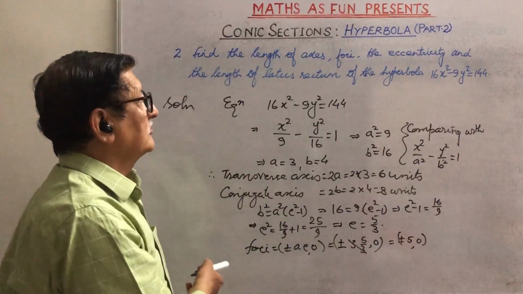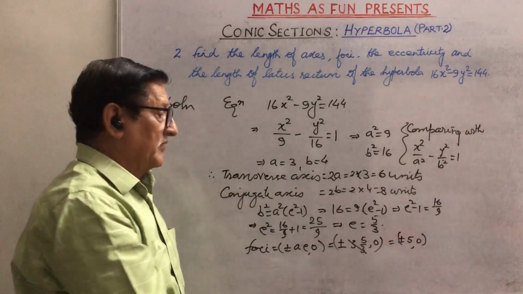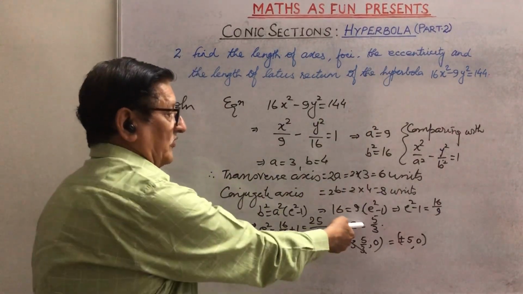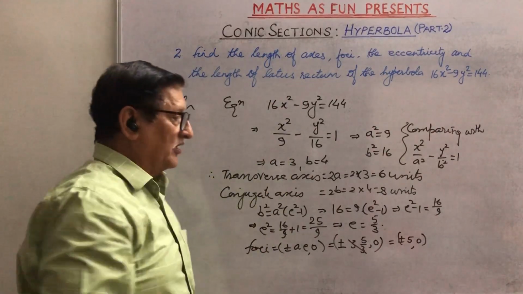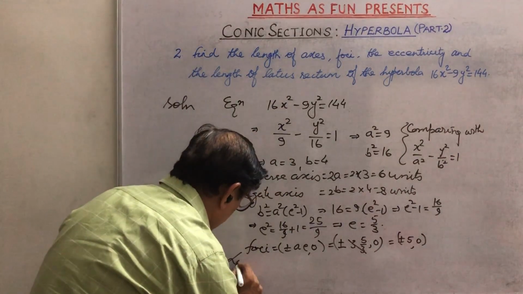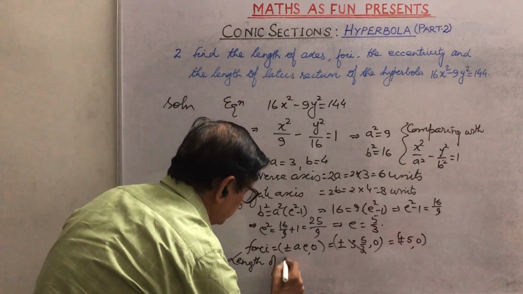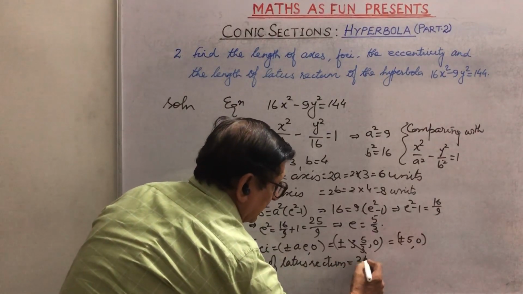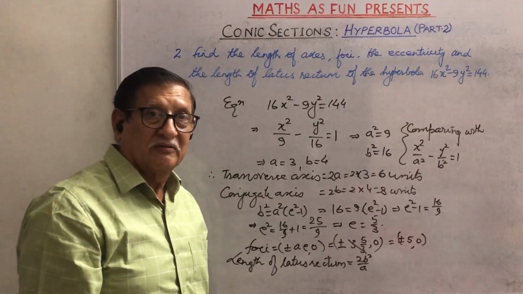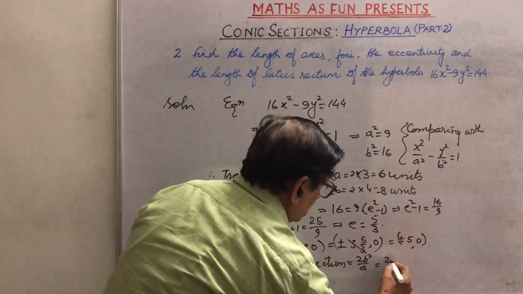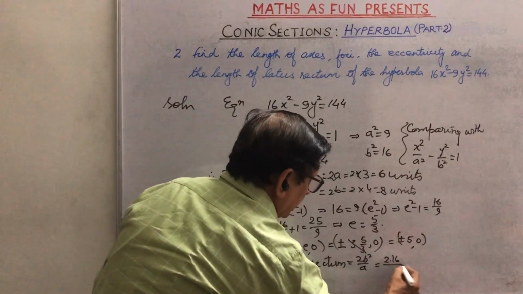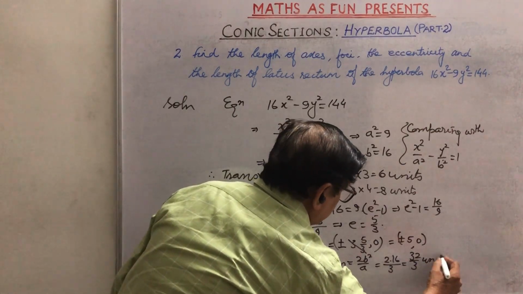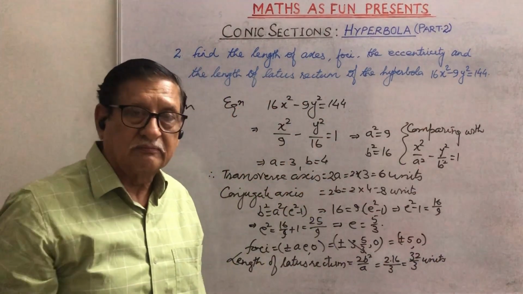Now what else we have to find out? We have found the length of axis, we have found the foci, we have found the eccentricity, that is 5 by 3, and now we have to find out the length of latus rectum. We know length of latus rectum is given by 2b square upon a. Substituting the value, we are getting 2 into b square is 16, a is 3. So this comes as 32 upon 3 units. This is the length of the latus rectum.